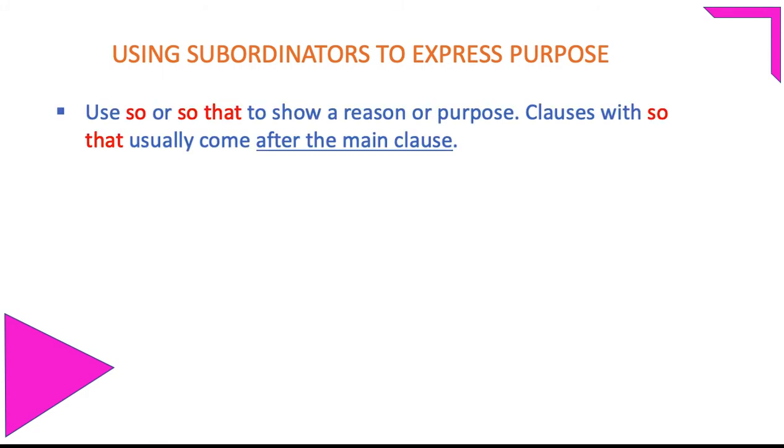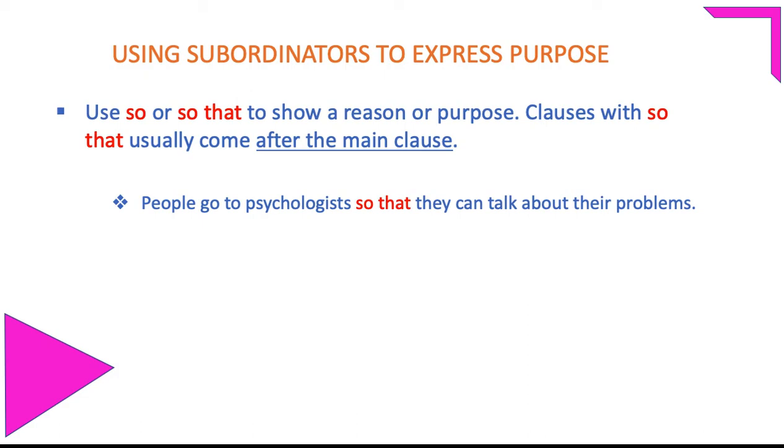Using subordinators to express purpose. We can use so or so that to show a reason or purpose. Clauses with so that usually come after the main clause or the independent clause. Let's see some examples. People go to psychologists so that they can talk about their problem. I have a budget so I don't spend more than necessary.